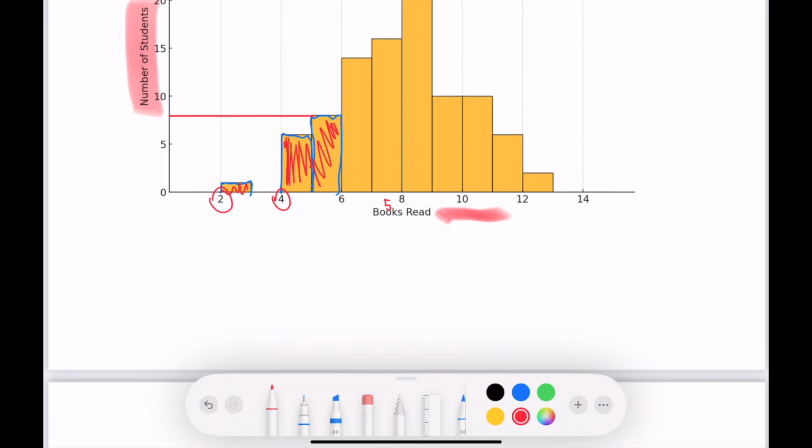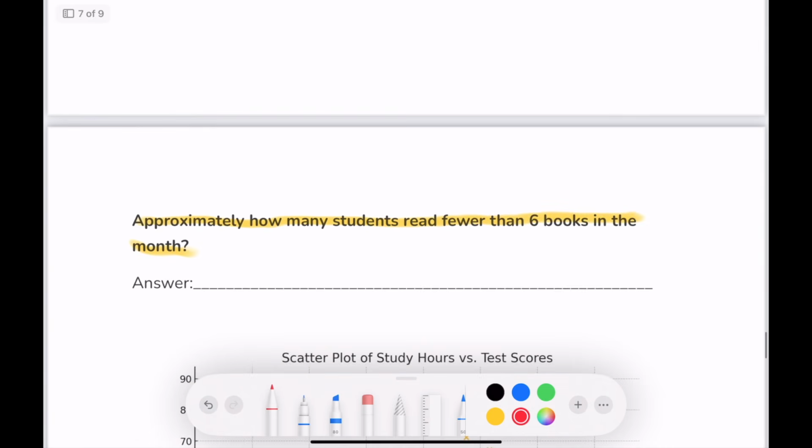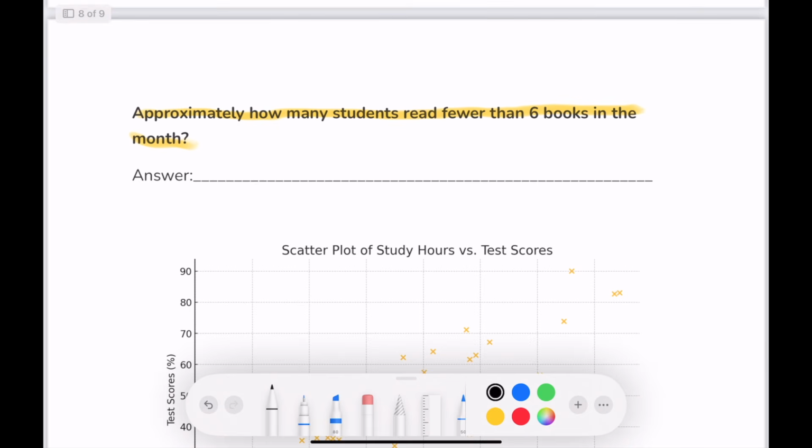To me, it looks like this is 5, this is probably 6, 7, maybe 8. We'll just say 8. And this is about 6. So we have 6, 8, and right here is probably about 2. 6 and 2 is 8, and 8 and 8 is 16. So approximately 16 students read fewer than 6 books in a month.